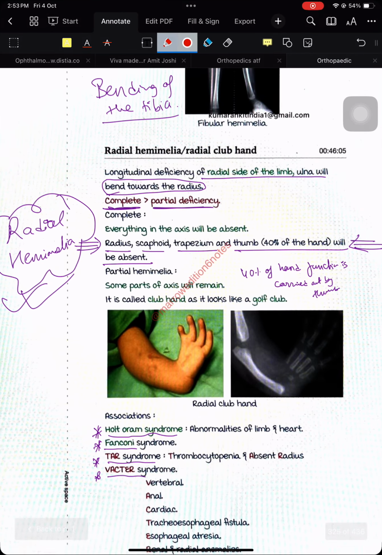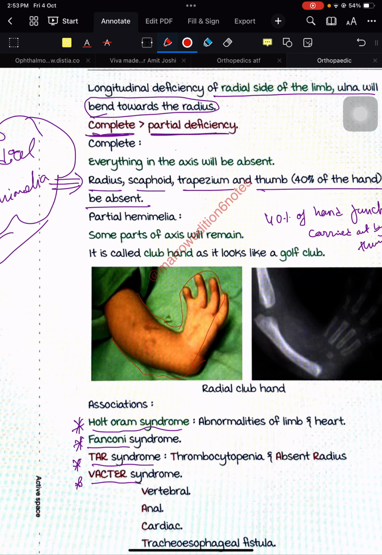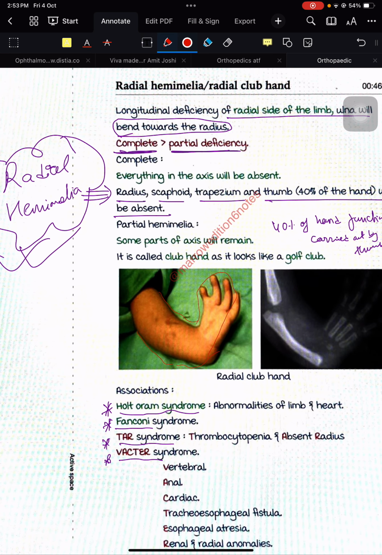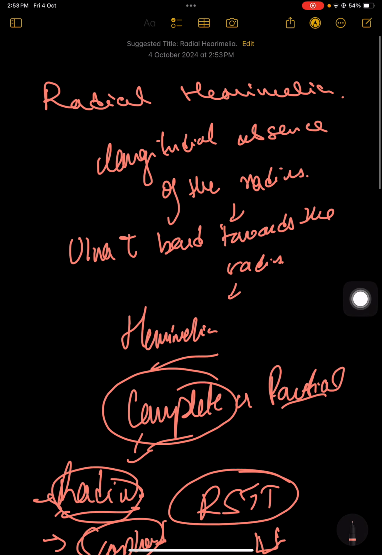So looking into the picture, this is known as radial club hand. So this is also known as golfer's hand. So if it is known as golf foot, that is the club foot, that is basically your CTEV. And over here, everything in the axis will be absent in the complete. Okay, so this completes our video on radial hemimelia.